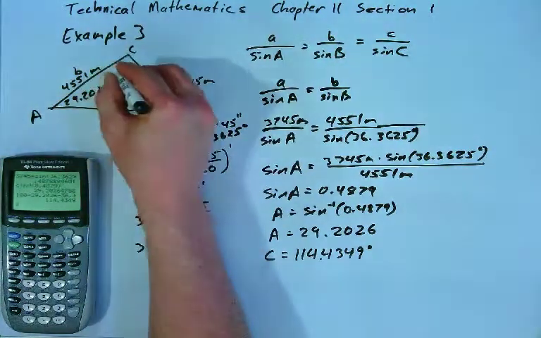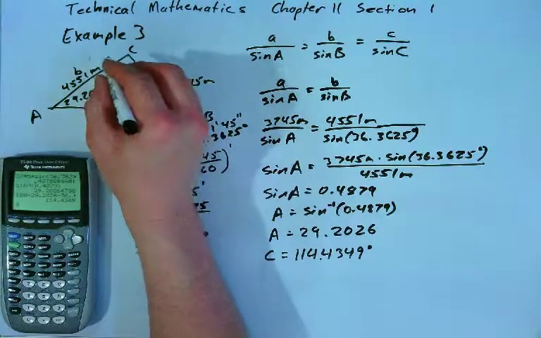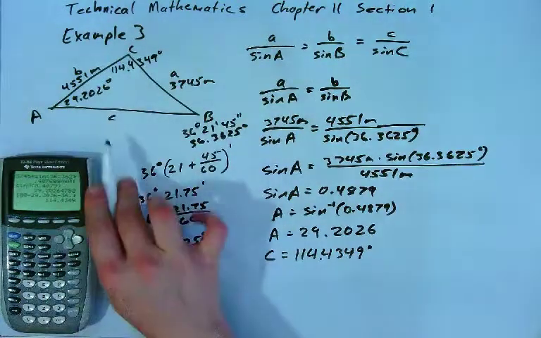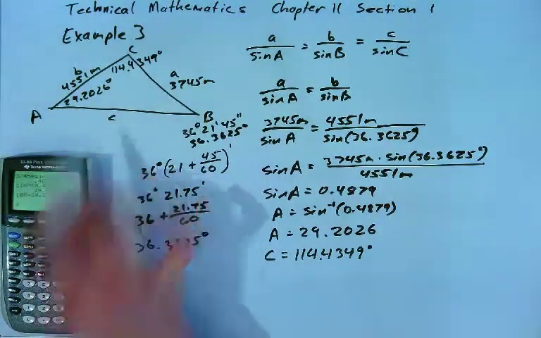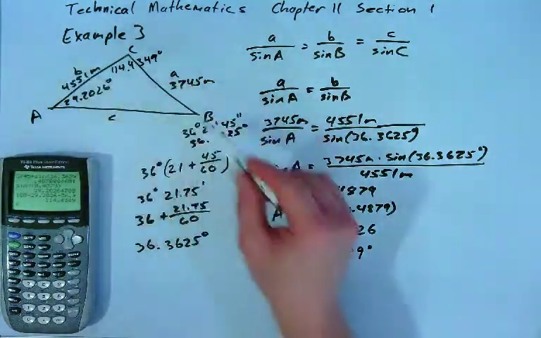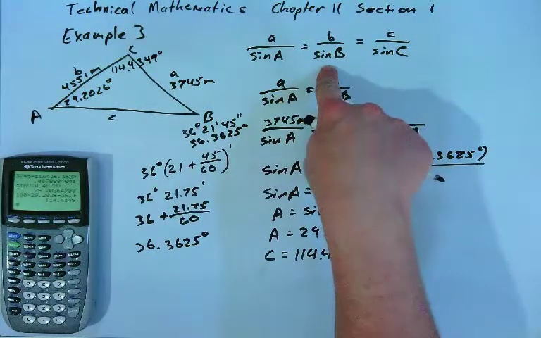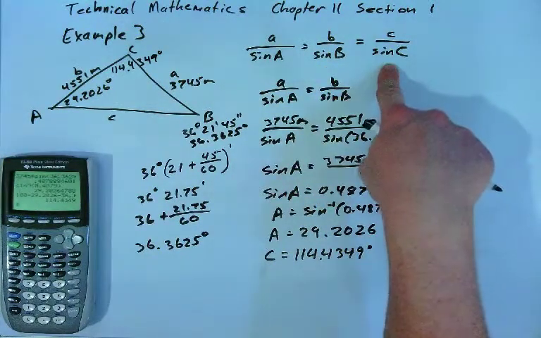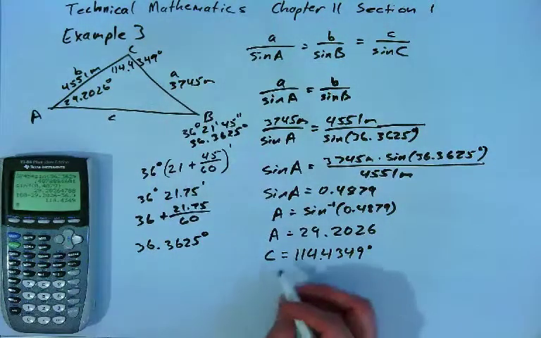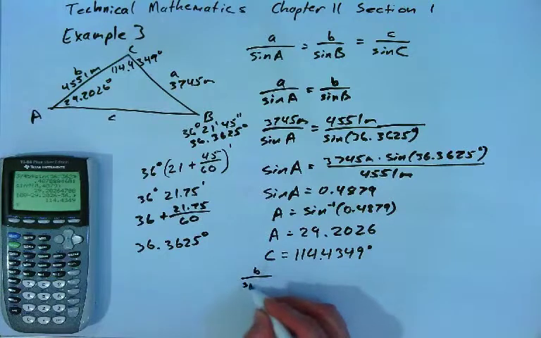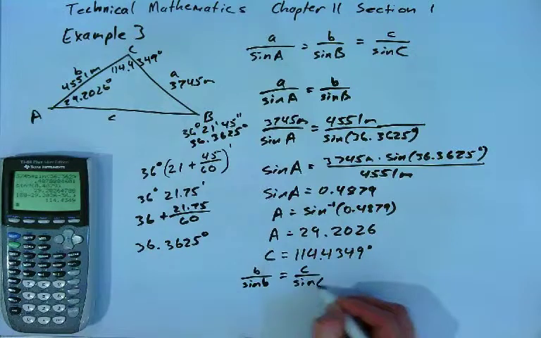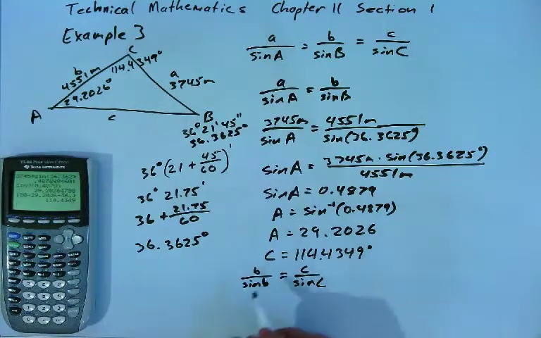So we found angle C. That's 114.4349 degrees. The only piece of information that we don't have now is side C. And so again, side B and angle B, that was the original information given to us. We should use that in our formula. We are looking for side C, so we're going to use B over sine B is equal to C over sine C.